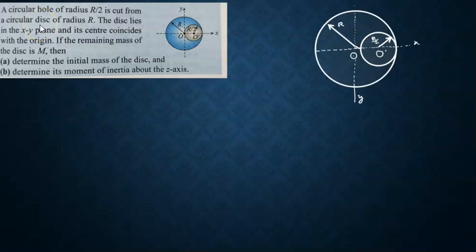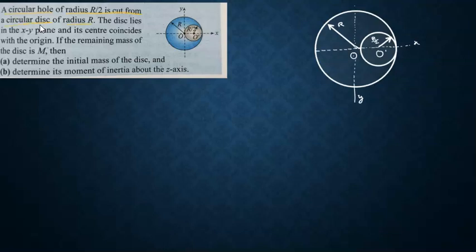And finally, this is the last question of the video. This question is a very important question and a repeating one in various examinations. So let's see what the question says. The question says a circular hole of radius r by 2 is cut from a circular disc of radius r.